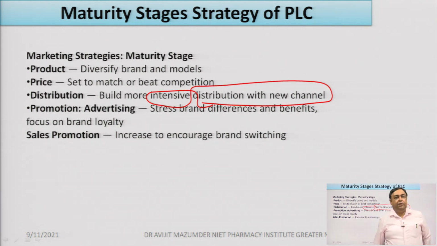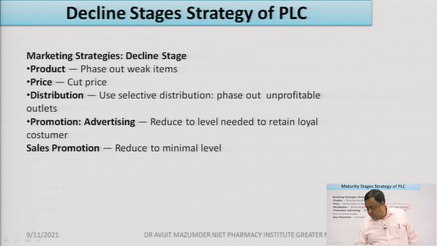And as far as the promotion is concerned, stress on brand differences and brand benefits, and focus intensively on brand loyalty, to encourage people who are trying to switch from this brand.